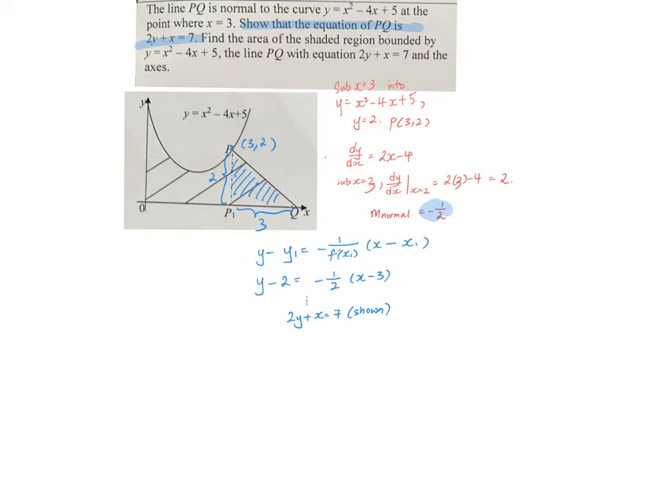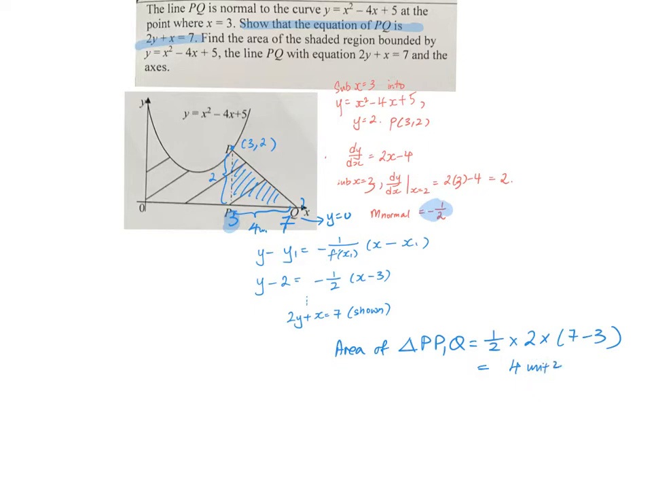Oh, wait a minute, it may not be true. I am so sorry, I made a mistake here. This may not be 3. In order to find the length correctly, I know that this coordinate is 3, but I need to find the coordinate of Q. Q here is when y equals 0, and if I substitute y equals 0 here, that means x equals 7. So at Q, x equals 7. So the base here is 7 minus 3, which is 4 units. The area of the triangle P1Q is half times base times height, and the answer turns out to be half times 2 times 4, which is 4 units squared.